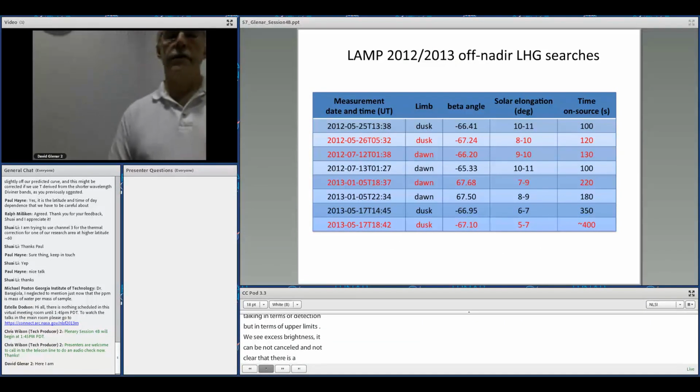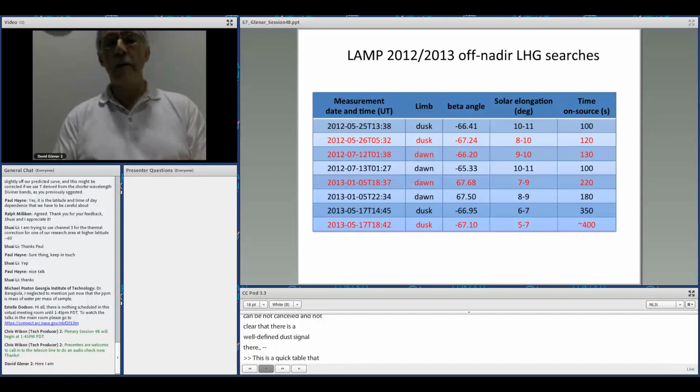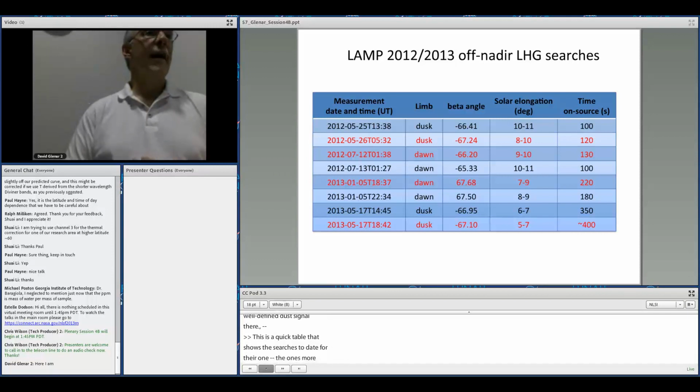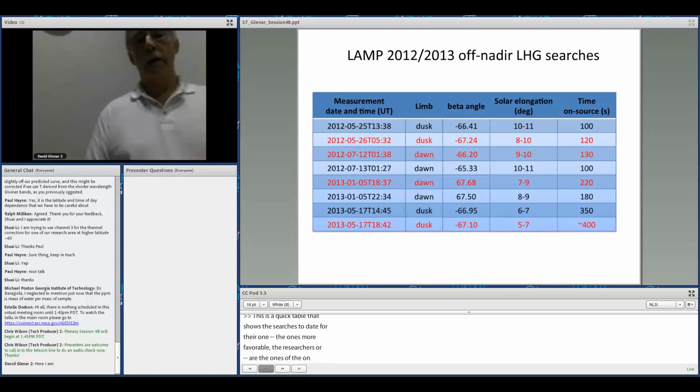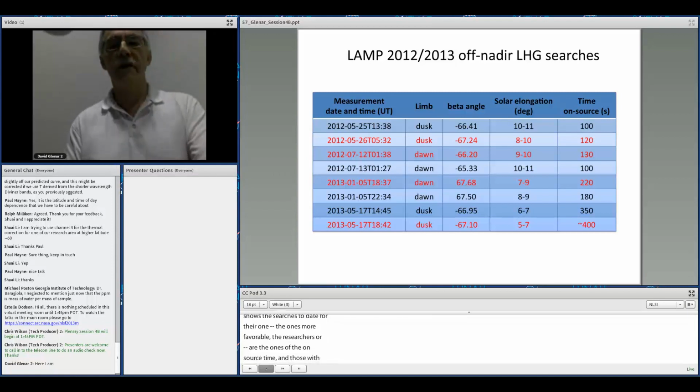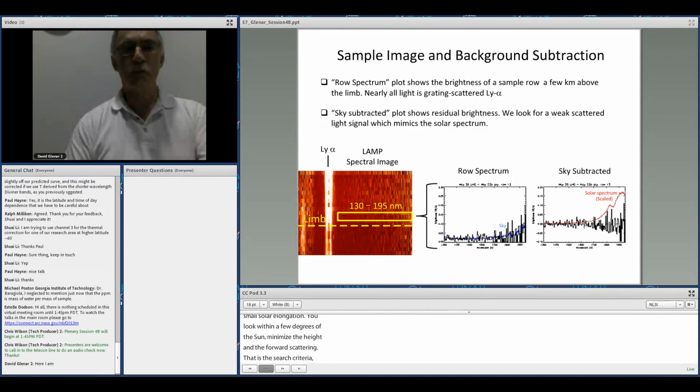This is a quick table which shows the searches to date. The ones marked in red are the ones that are more favorable. The more favorable searches are, of course, the ones with a longer on-source integration time, that's the last column, and those with small solar elongation angle. That means that you look within a few degrees of the sun, you minimize the shadow height and maximize the forward scattering of dust grains. So that's the search criteria. And these 4 observations marked in red are the ones that we've been analyzing.